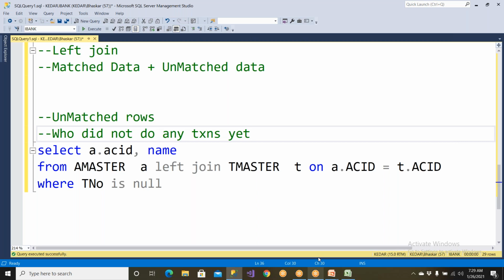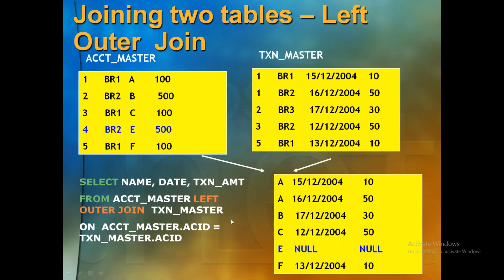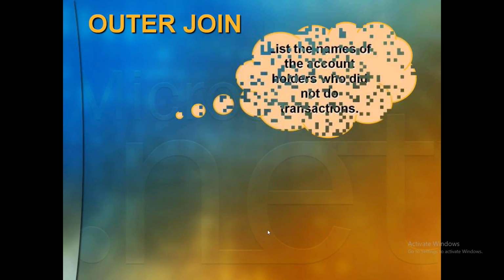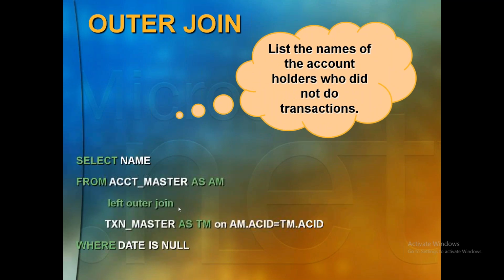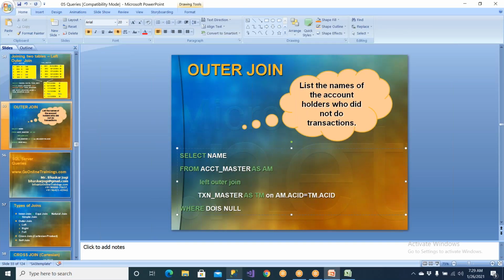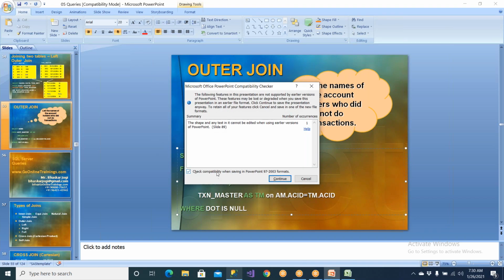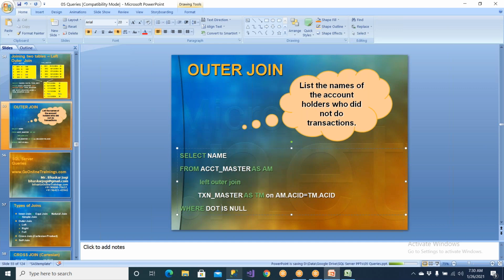Am I clear? So all these things can be done with the help of joins. List the names of the account holders who did not do any transaction. I have taken date. Date means a DOT column, not a date column. This is a DOT. Any column you can take from the second table. There is no issue at all.